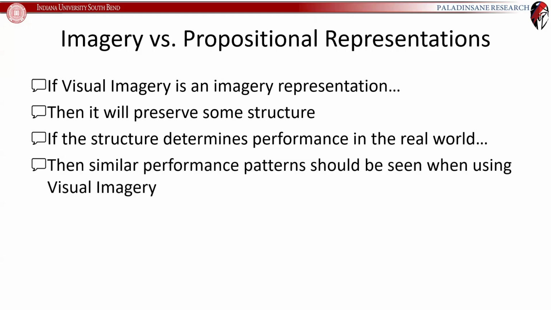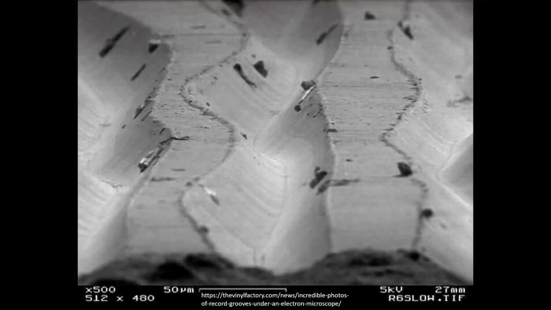So again, if the imagery preserves the structure and that structure in the external world determines performance in the external world, then if we preserve that structure, we should see the same types of performance patterns when we use visual imagery. So for example, one thing that any audiophile will tell you, anybody that is really into vinyl records, one thing that you do not do to a vinyl record is play the same side twice in a row.